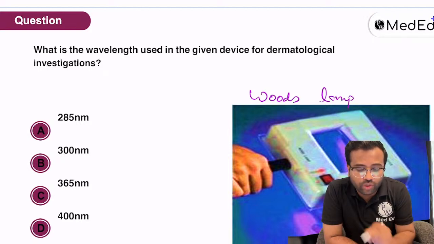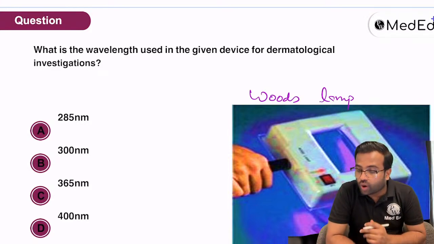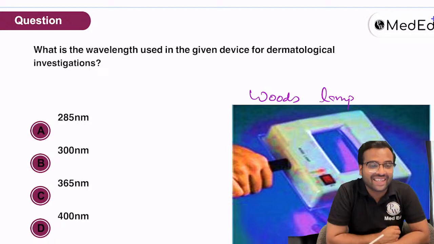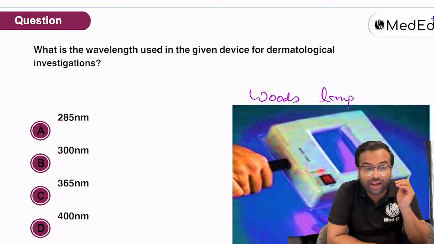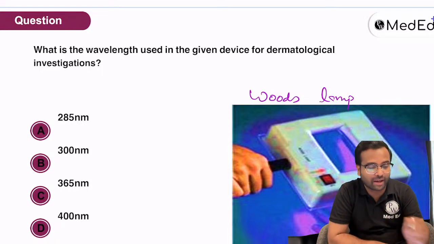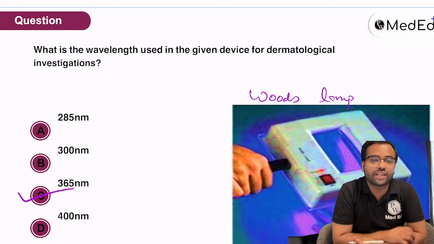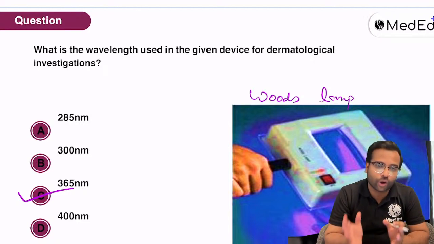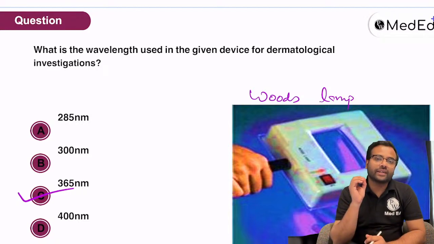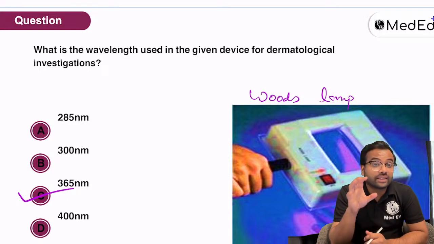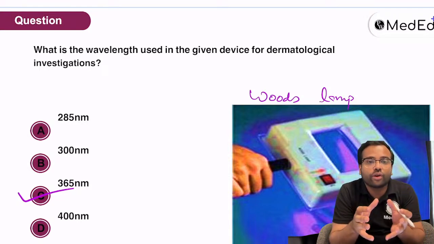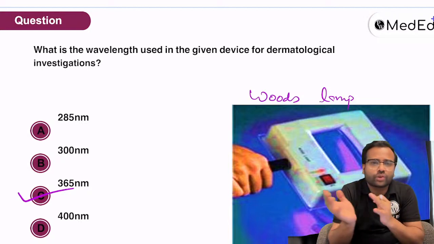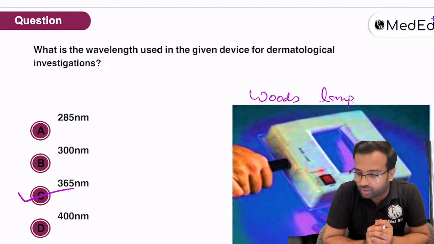So when there is a Woods lamp examination, the question is, what is the wavelength? Wavelength, again, is it B or is it C? Okay, please remember the wavelength of Woods lamp is going to be 365 nanometer. Okay, this is an instrument which is used to diagnose a lot of dermatological diseases. And in these dermatological diseases, what happens? The diseased skin is going to show you a colored fluorescence. Sometimes red, sometimes green, sometimes blue. So based on these colors, we'll be able to make out the diagnosis.